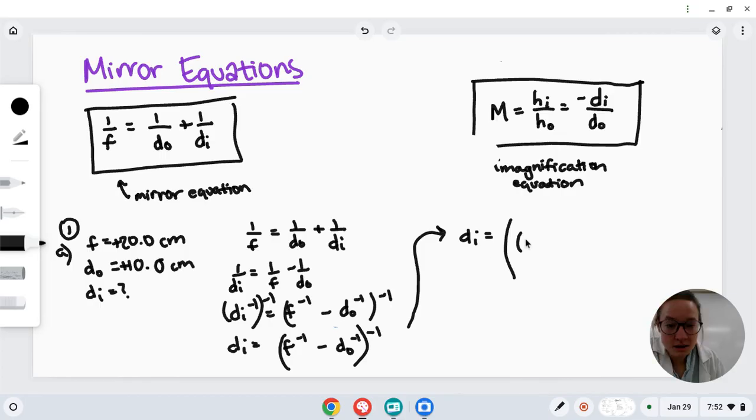So I'm going to write this as 20.0 centimeters to the -1 minus 10.0 centimeters to the -1, all of that to the -1. Type it into your calculator. Go ahead and try. And what you should get is that the distance to the image is equal to -20 centimeters.